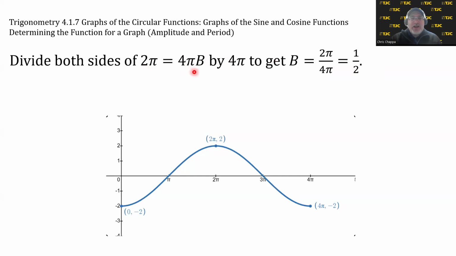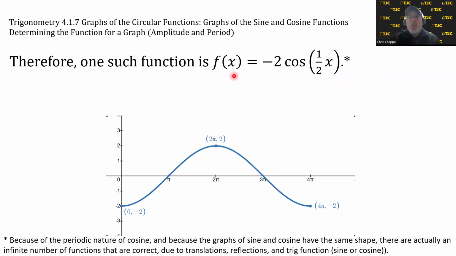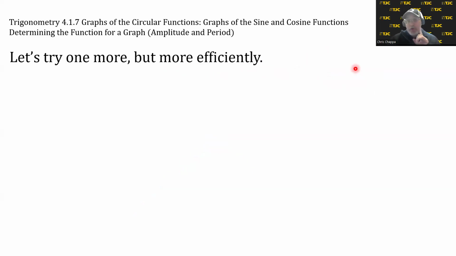Now if we divide both sides of that by 4 pi, we get b is 2 pi over 4 pi. The pi's cancel and it reduces to 1/2. Therefore, one such function is f of x equals -2, that was a, cosine of 1/2 x. There's actually an infinite number of functions that can do this, but you can read the footnote to see about it. Let's try one more, but more efficiently.